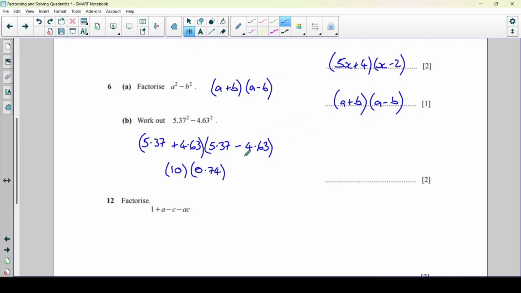Okay, you could also do that using a bit of written methods. And then look, we've just ended up with 10 times 0.74, which is 7.4. That's why that's only 2 marks. They don't expect you to evaluate all of that and do something more complicated.